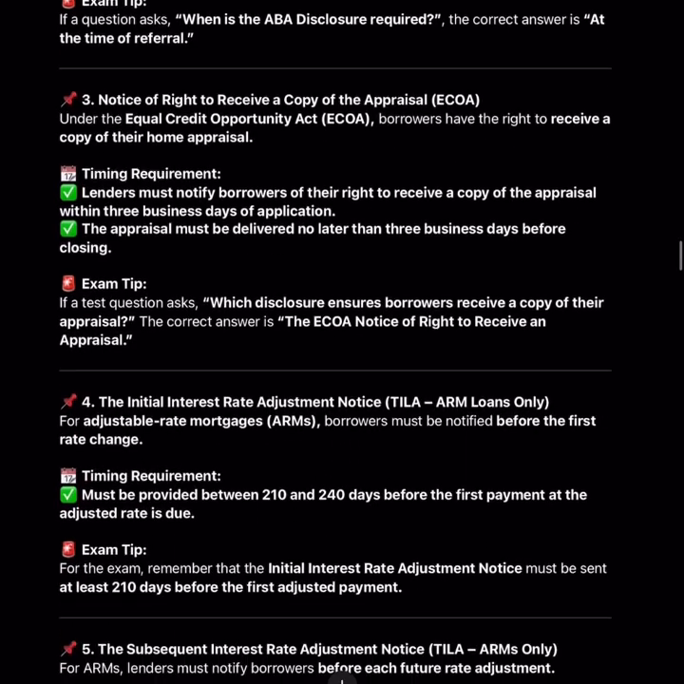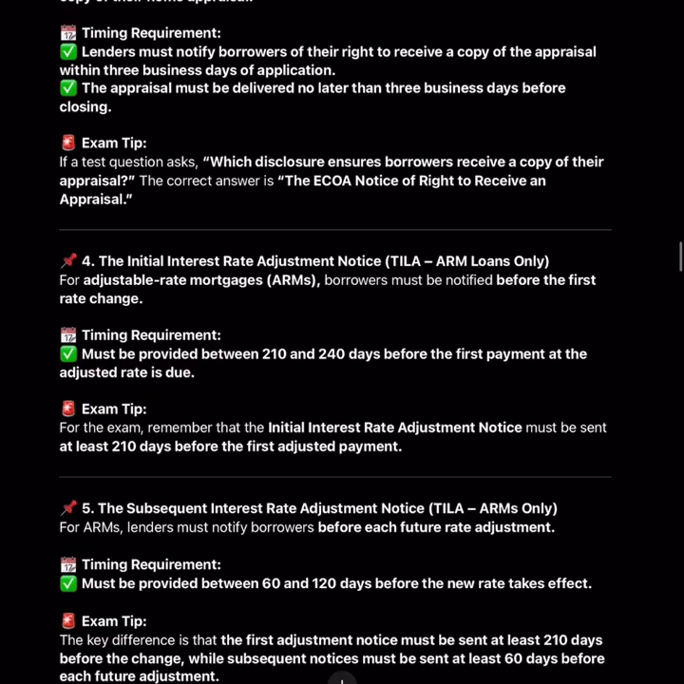3. Notice of right to receive a copy of the appraisal, ECOA. Under the Equal Credit Opportunity Act, ECOA, borrowers have the right to receive a copy of their home appraisal. Timing requirement. Lenders must notify borrowers of their right to receive a copy of the appraisal within 3 business days of application. The appraisal must be delivered no later than 3 business days before closing.